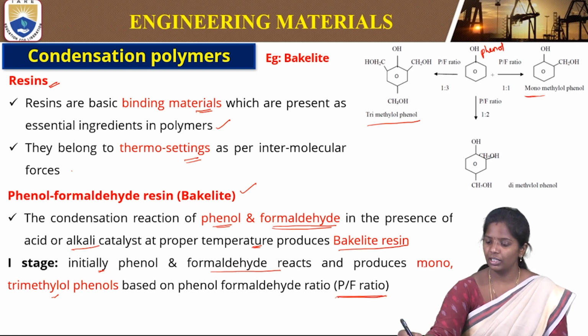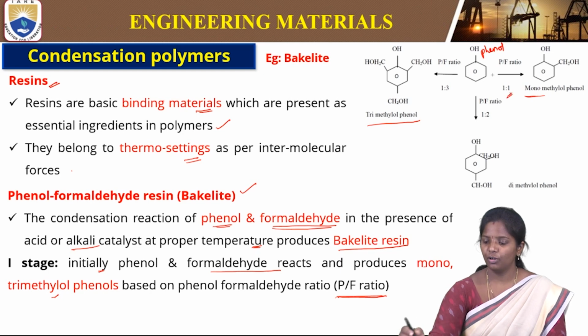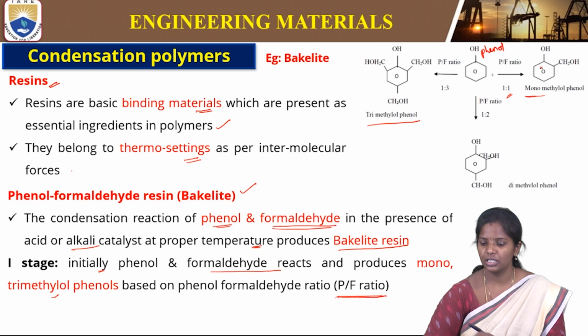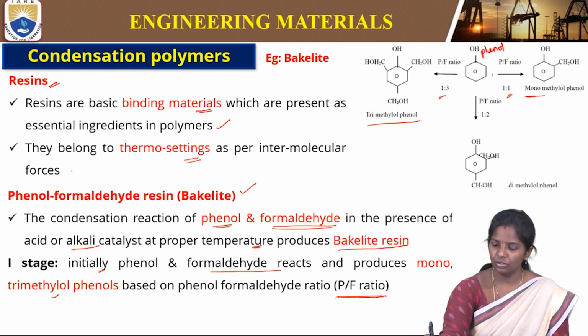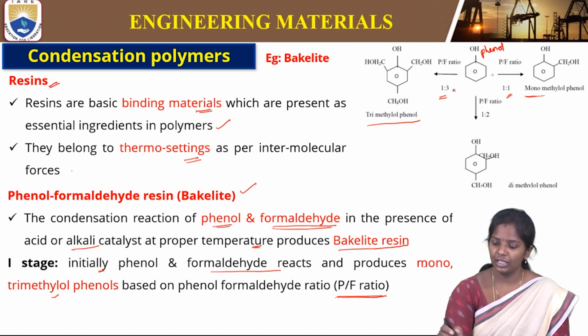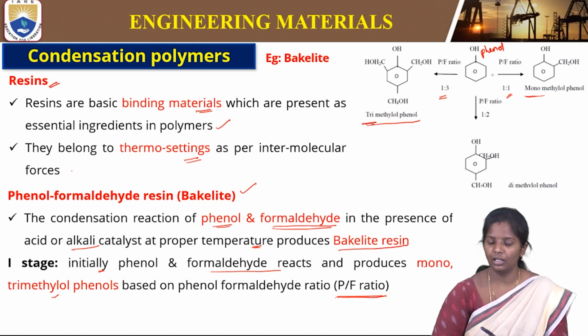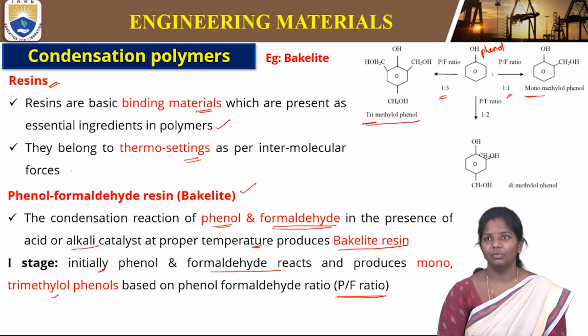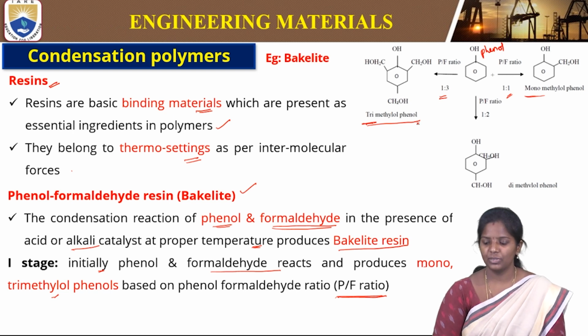So when it is a 1:1 ratio, it forms monomethylol phenol. The substitution of these groups is high when it is 1:3. So when it is 1:3, it will form trimethylol phenol. Just remember that when it is 1:1, it forms mono, and when it is 3, it is trimethylol phenol. This is how the initial step takes place.